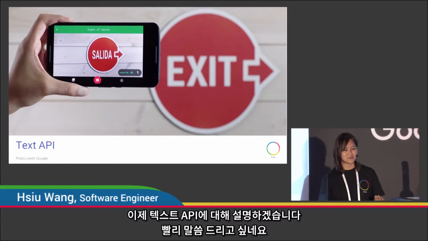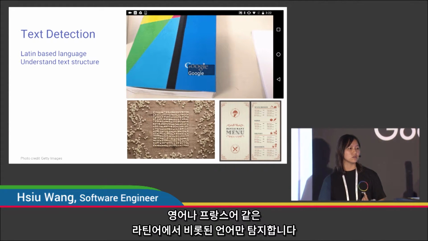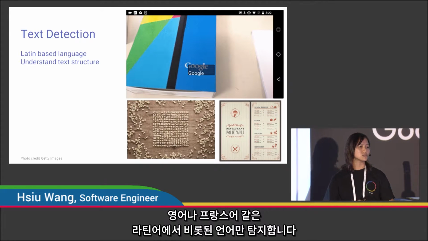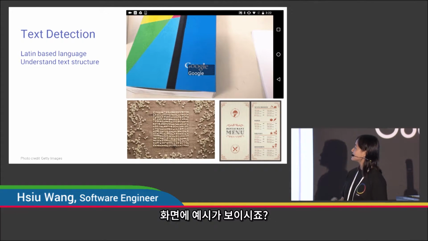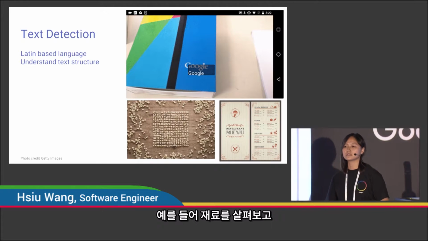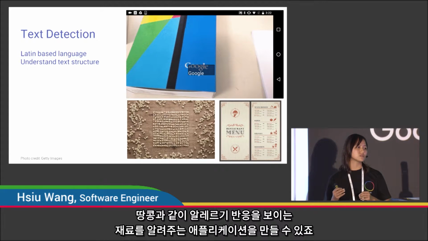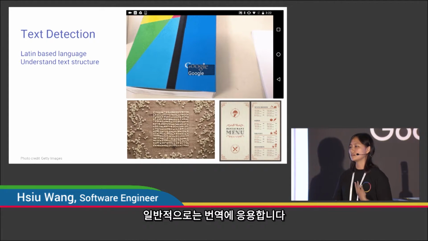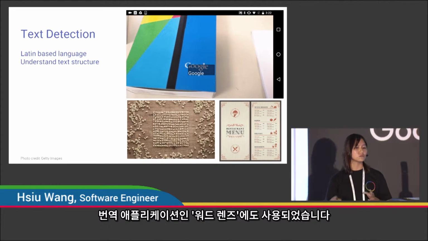So now let's talk about the text API, which I'm really excited about. The text API, like I said before, currently only detects Latin-based languages such as English and French. It can detect text in images, as you can see in an example here. This can be very useful for applications, such as looking at the ingredients and maybe highlighting stuff that might cause allergic reactions, such as peanuts, as well as the very common one, which is translation. The text detection here is actually the same one we use for Word Lens, which is the translator application.